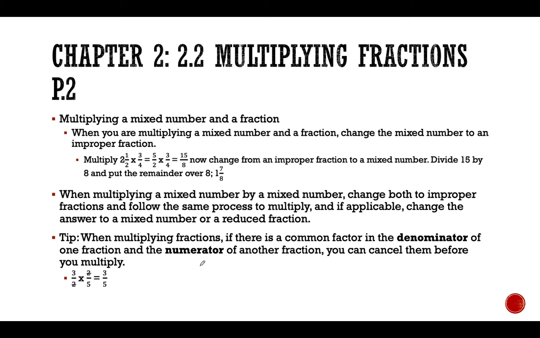Here's a tip. When multiplying fractions, if there is a common factor in the denominator of one fraction and the numerator of another, you can cancel them before you multiply. So for instance, 3/2 times 2 over 5, the 2 in the denominator of 3/2 can cancel the 2 in the numerator of 2/5. So now you just have 3 over 5 as the answer to your multiplication.